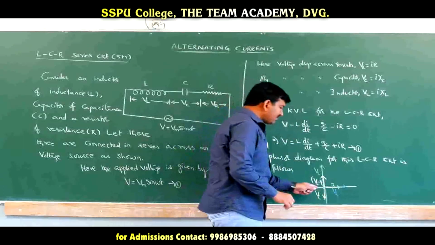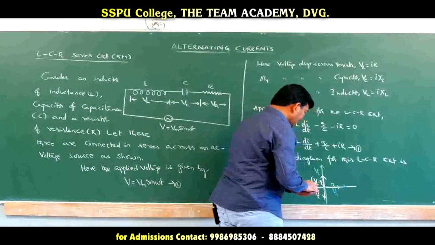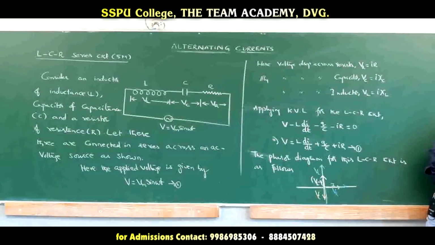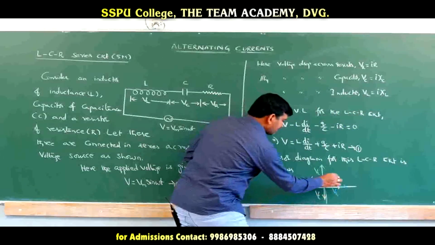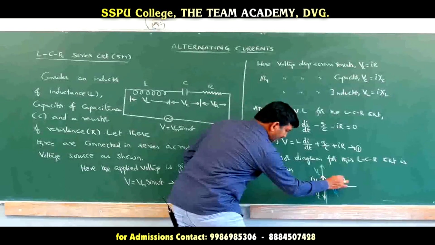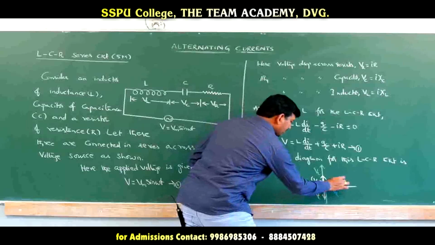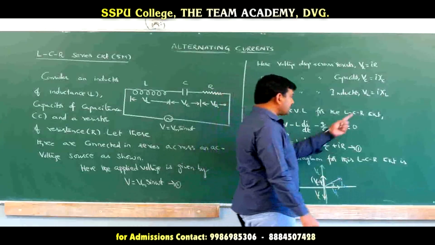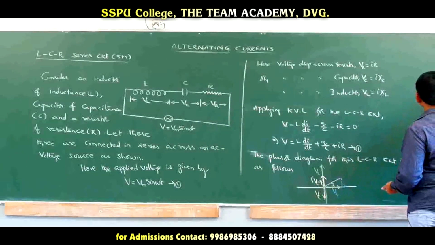Here VL minus VC and VR are perpendicular to each other. The resultant of those two will be in what direction? The resultant will be like this. If you see here, this is the phasor diagram. Once again I will draw it more clearly here.